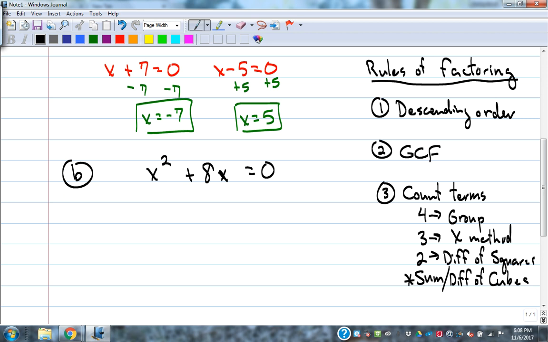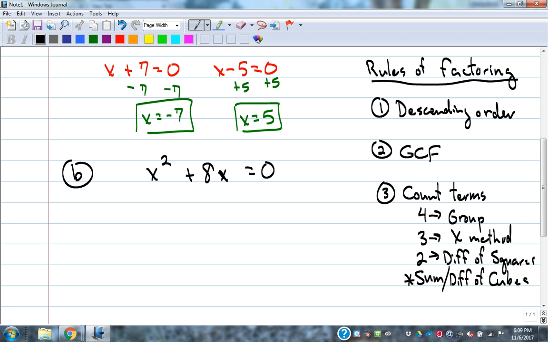Okay. All right. So with this one, is it in descending order? All right. So there's one thing to add to this. Make sure it's equal to 0 first. Before you even check descending order, make sure it's equal to 0. This one already is, but you need to check that. It's got to be equal to 0 to solve it by factoring. All right. So it's in descending order. Then we look for a GCF.